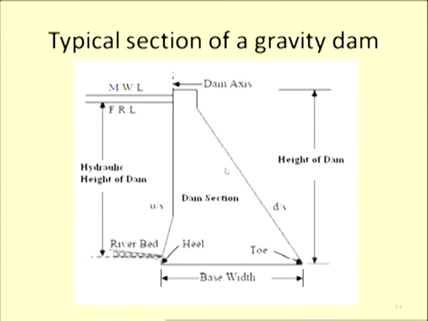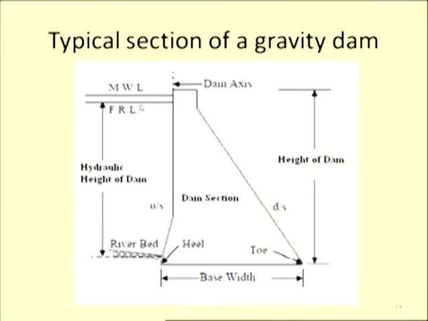This is the slanting downstream face. The bottommost point here we call the toe in case of a gravity dam. The upstream bottom we call the heel. This is the river bed, and from here an average dotted line is drawn, and we measure the height of the water in the reservoir.